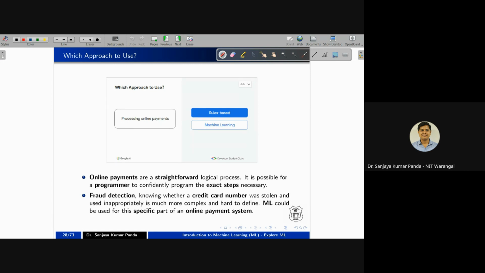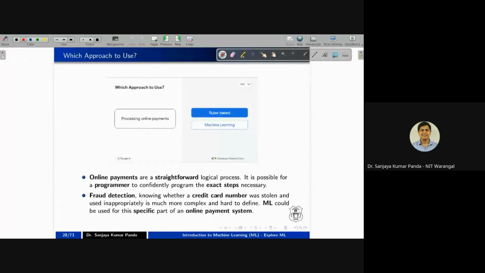In credit card fraud detection, many people are also doing their research work. They find that these are abnormal transactions, and we cannot capture this with a fixed rule. How to put a particular limit, we don't know. I cannot put a limit greater than 1 lakh or something like that, because it varies from person to person. So it is too complex and very hard to define.